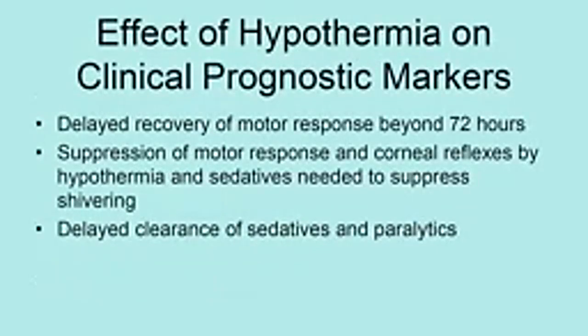Part of the problem, and one of the reasons I say that the AAN guideline is outdated, is that it looks at motor responses at 72 hours. And one of the concerns in the hypothermia era, whether that be 33 degrees or 36 degrees, is that medications are needed to, as Stefan mentioned, suppress shivering. And sedative medications are needed to suppress shivering. And that can really mask the motor exam, and there can be delayed metabolism of those sedative medications. And so there's a lot of concern that you would have a falsely pessimistic prognosis based on the motor response alone at 72 hours in patients who are treated with hypothermia.